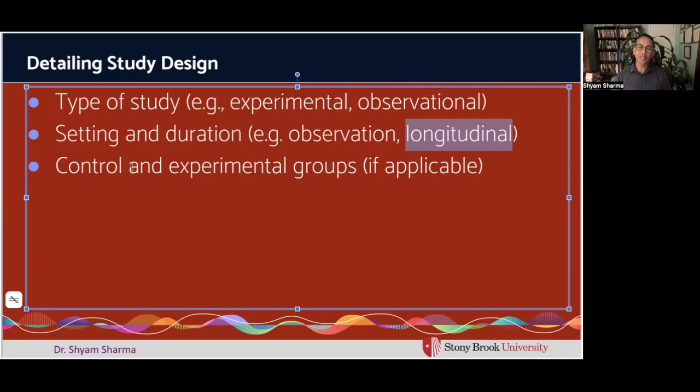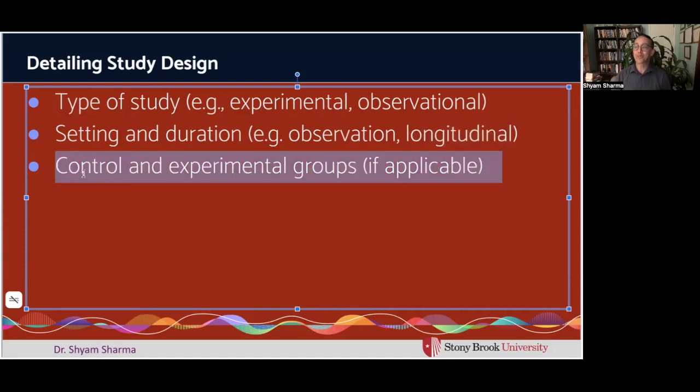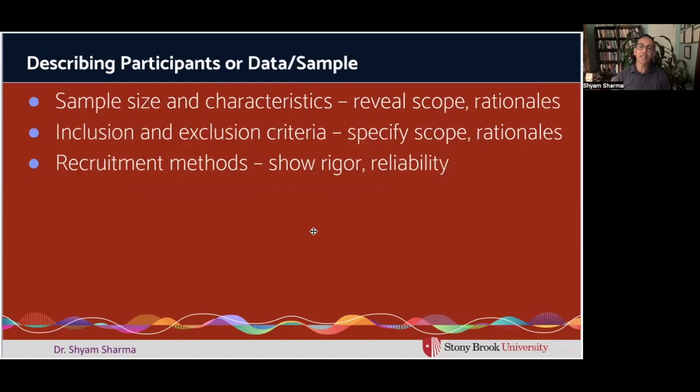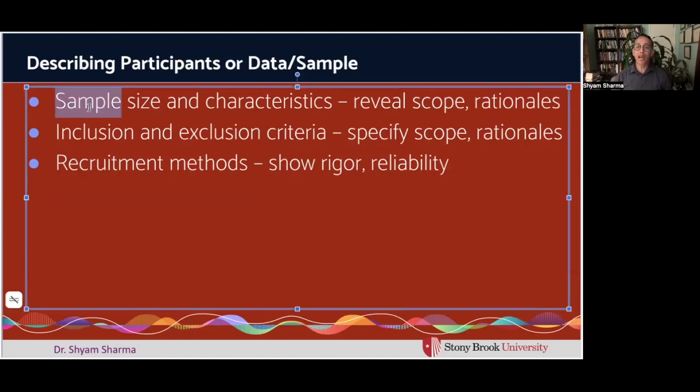After the type and setting, you need to indicate to the reader when you write if there was a control group and an experimental group. If that was the case, then you would describe that, right, if applicable. Similarly, when you design and describe your method, as I indicated earlier, the sample size may need to be revealed to the reader. What was the size of the sample? And what was the nature of that sample too? Why that type of sample? And then scope as well as rationale.